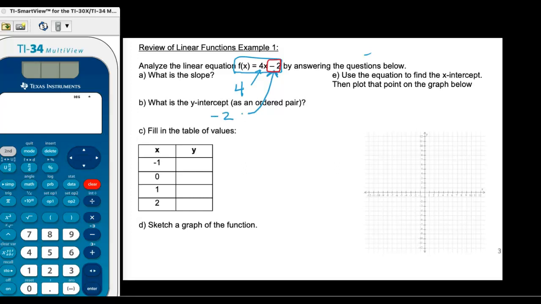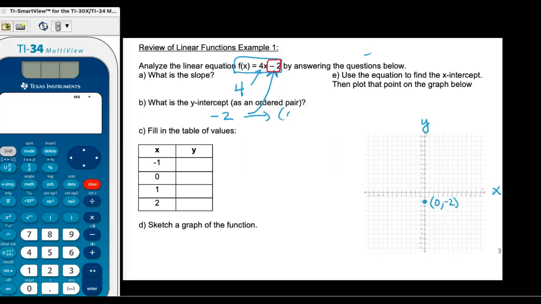Now this question asks for the ordered pair. If we look at the graph, here's the y-axis. If we plot the point at negative 2 on the y-axis and think about what that ordered pair is, that ordered pair is (0, -2).